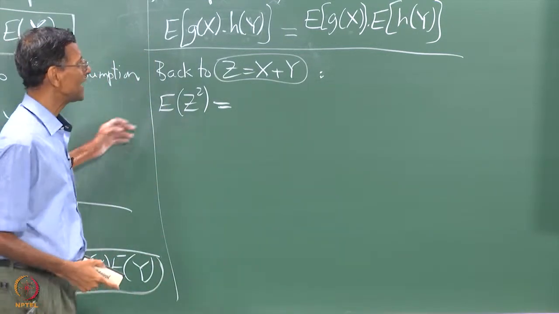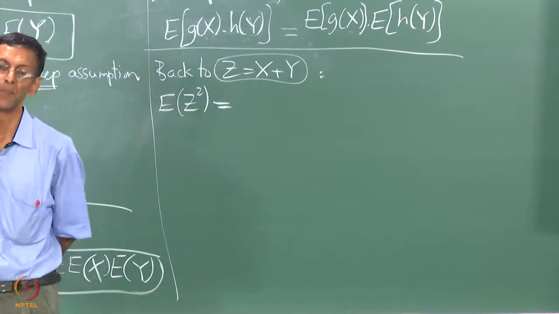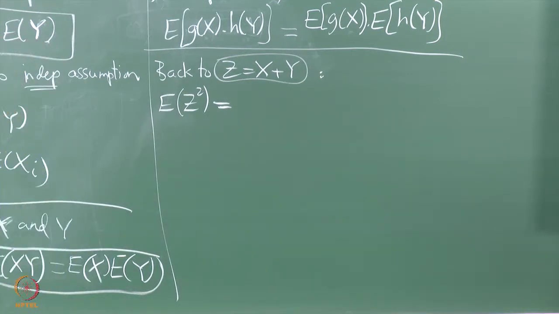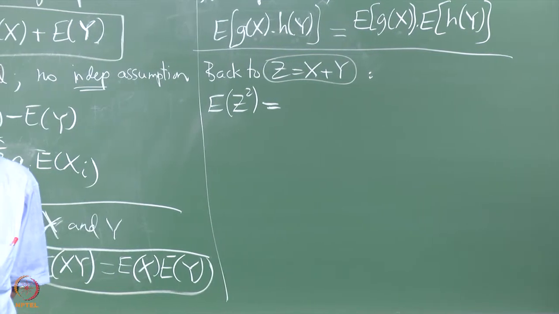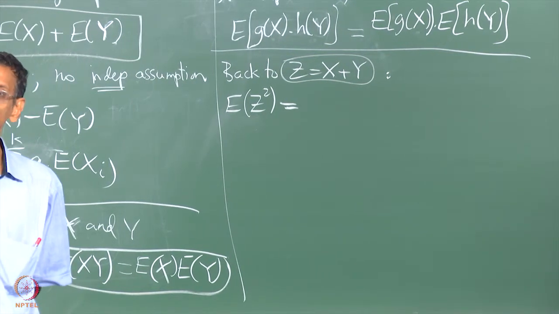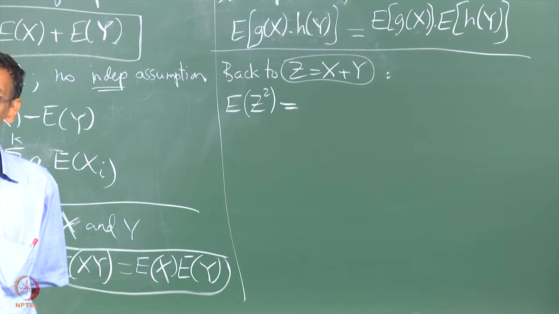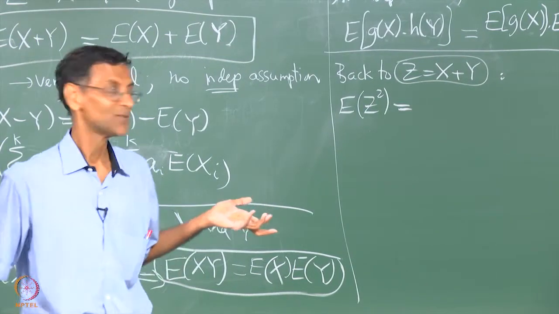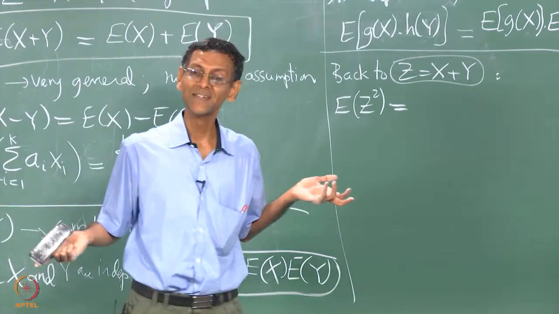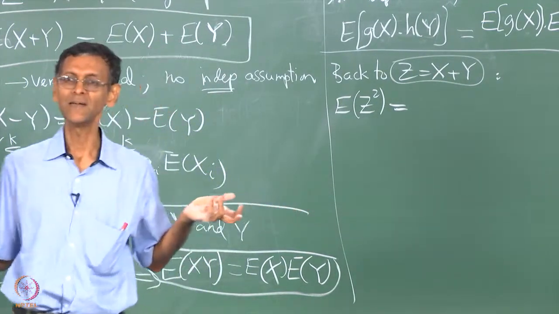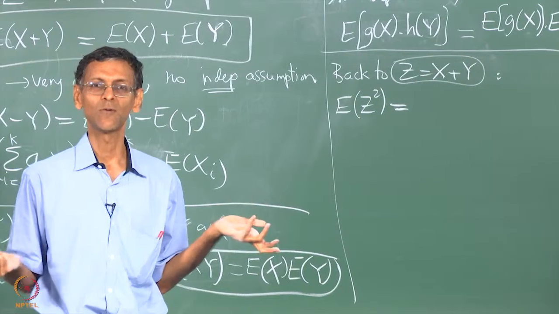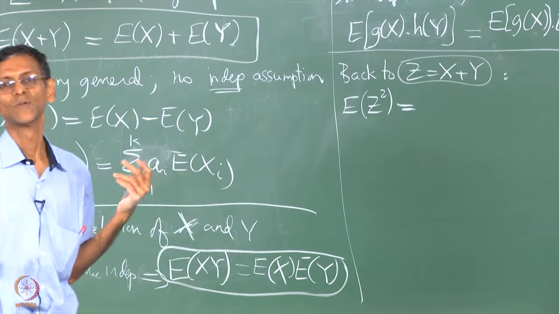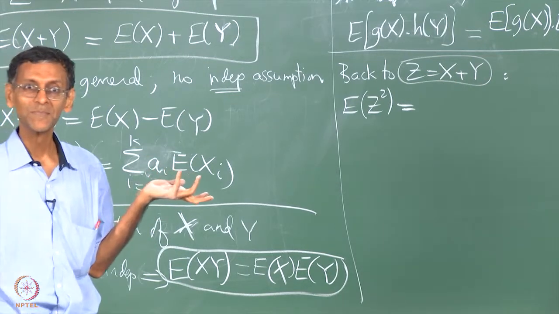Remember, we are only dealing with numbers; random variables are after all numbers, so algebra always applies. Z squared is (x plus y) whole squared, which is x squared plus 2xy plus y squared. A seventh standard identity brought back to use in the form of random variables. Any problem?